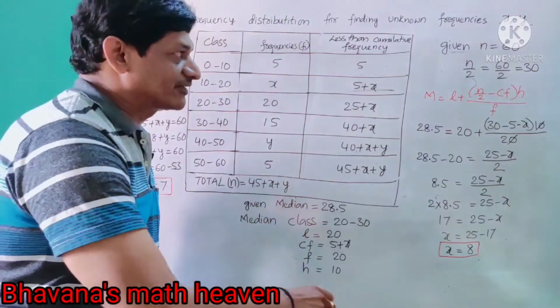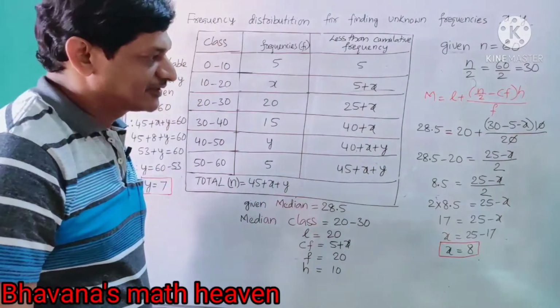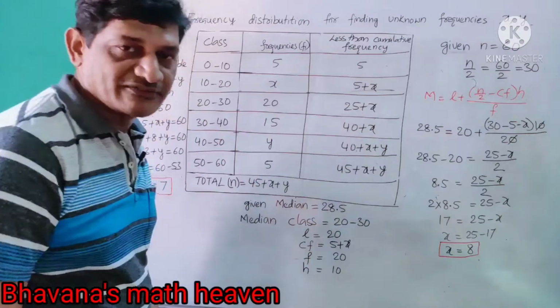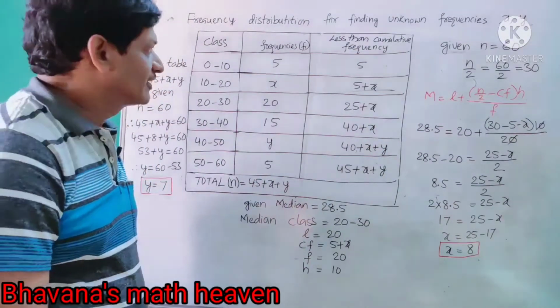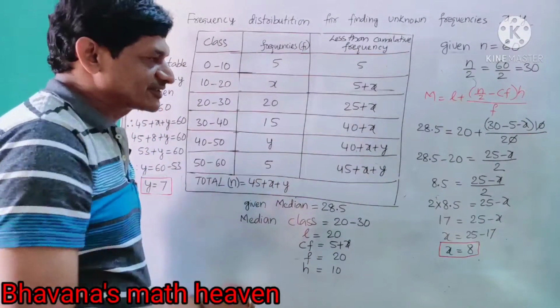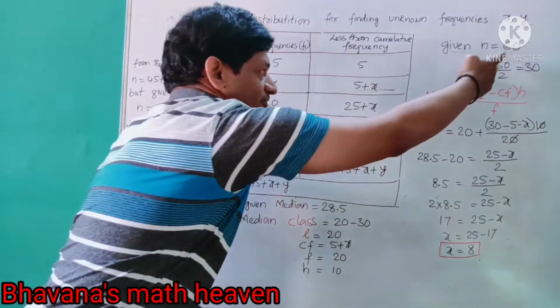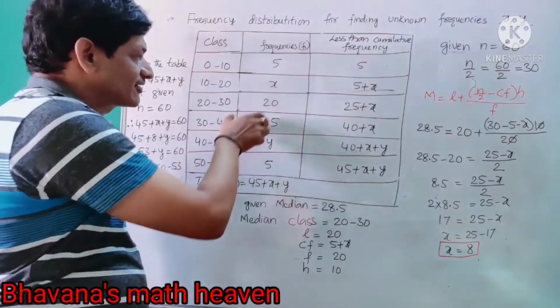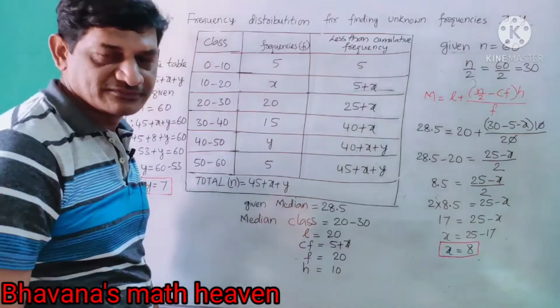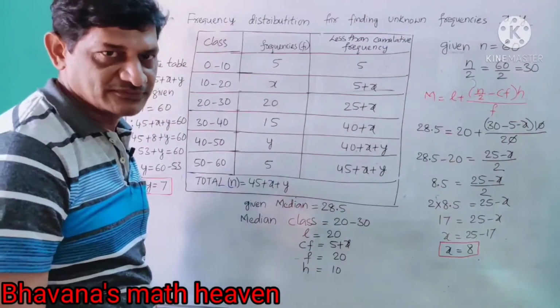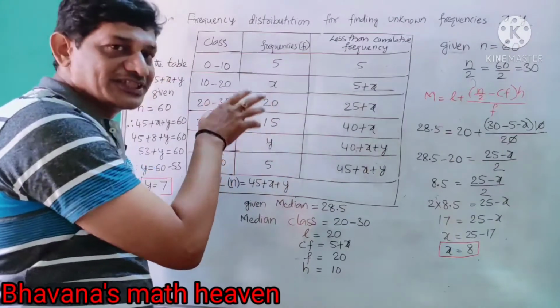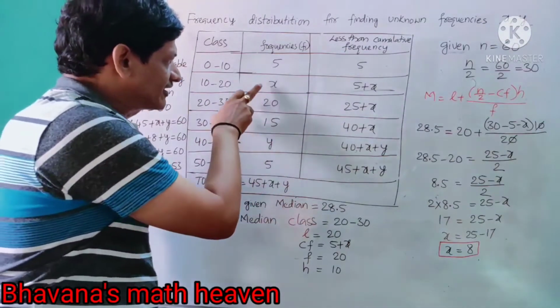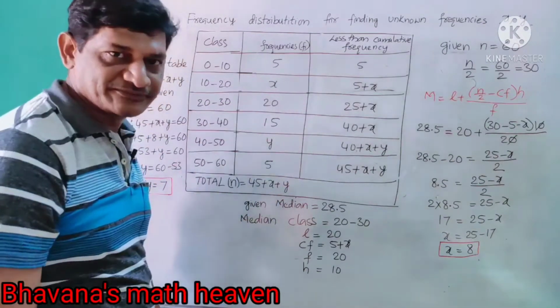Median of the data is already given there. That is 28.5. Median of the data is 28.5, and the total number of observations is also given there. Total number of observations is 60, and two columns, classes column and frequencies column, are given to you. So by using this information, you have to find the values of x and y.